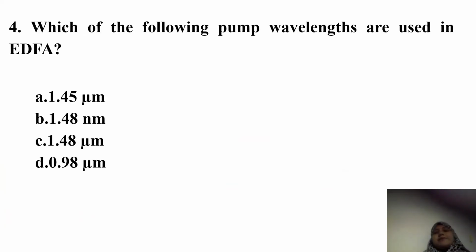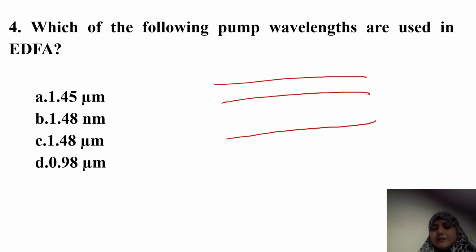Which of the following pump wavelengths are used in the EDFA? I have already talked about that EDFA is a 3-level system. These two are the excited levels, E2 and E1. This is the ground state level.